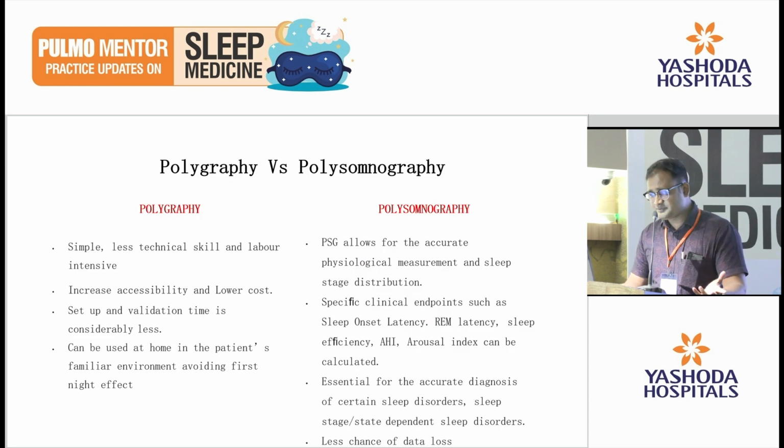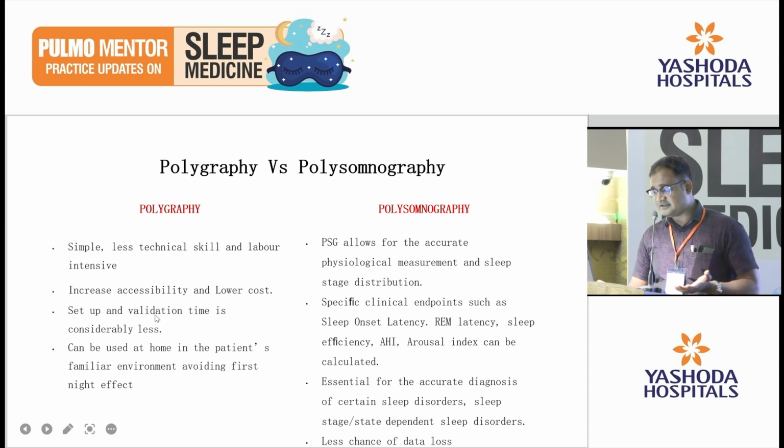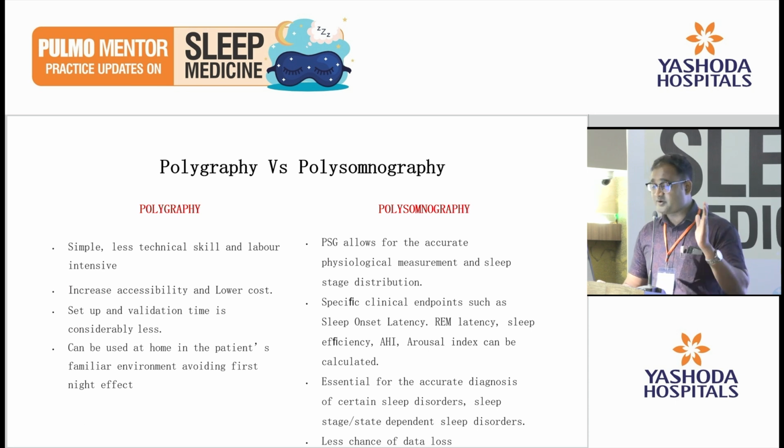So what is the difference between polygraphy and polysomnography? Coming to polygraphy, it is simple, less technical skill and labor intensive. It increases the accessibility and lowers cost. Setup and validation time is considerably less. It can be used at home in the patient's familiar environment, avoiding the first night effect.